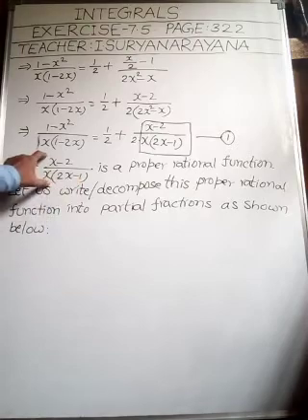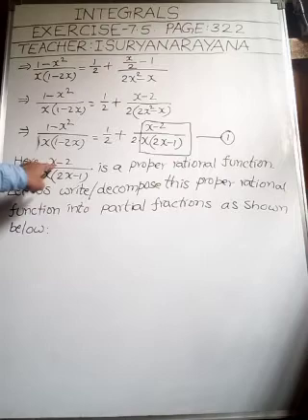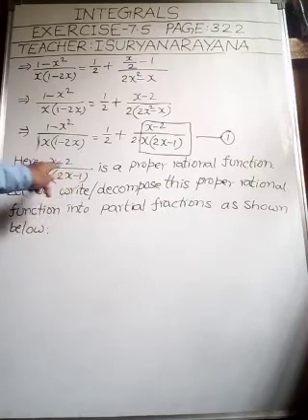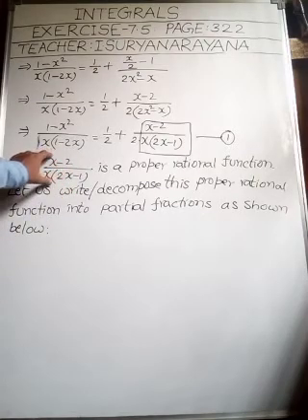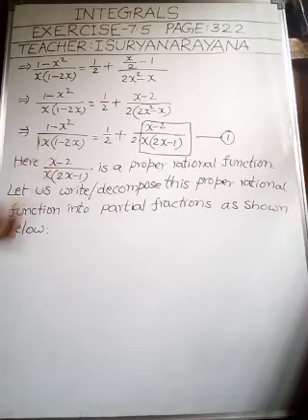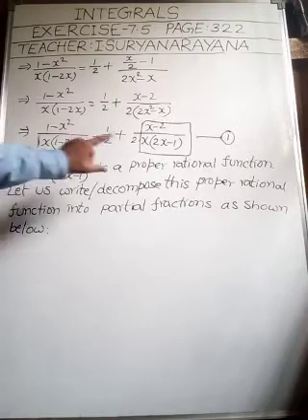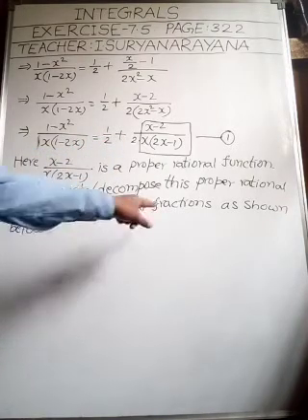For this proper rational function, this is a proper rational function because the degree of this polynomial is 1. Here the degree of the polynomial is 2. Then it is a proper rational function. Understood this point, my children? Why is this rational function a proper rational function? Right. Now we decompose, we rewrite this proper rational function as partial fractions.